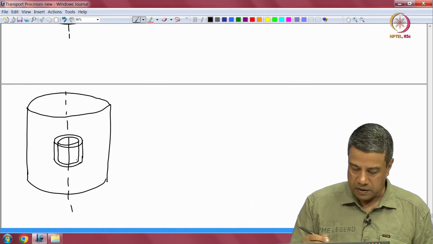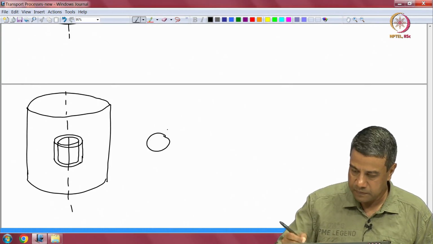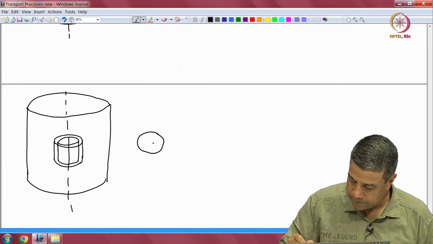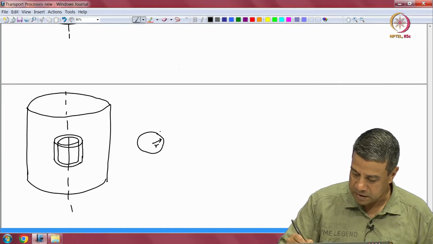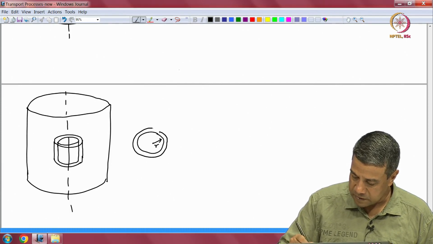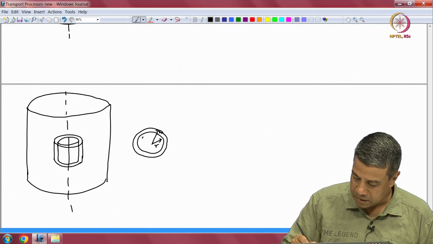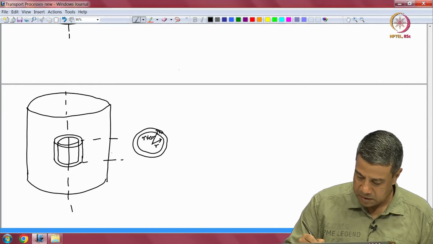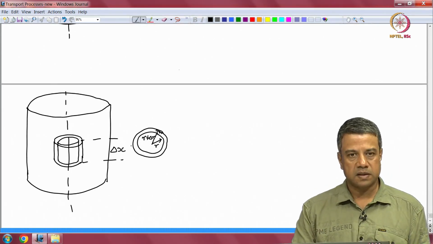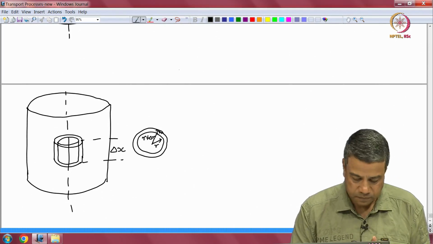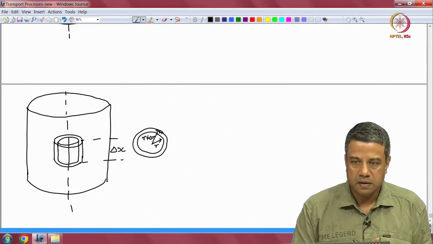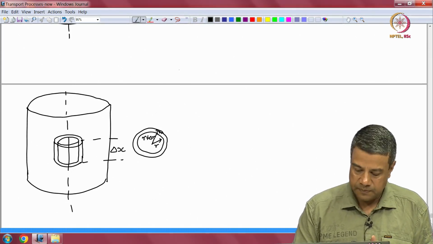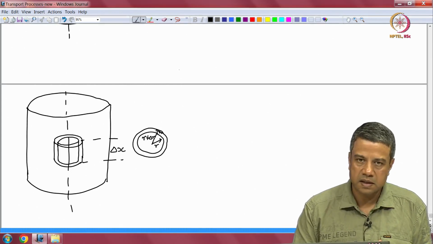If I look at this from above, the inner surface is at a distance r from the axis, and the outer surface is at a distance r plus delta r. And this height I will call delta x. So, I have two surfaces in the r coordinate, at r and r plus delta r, and two surfaces in the x coordinate at x and x plus delta x.